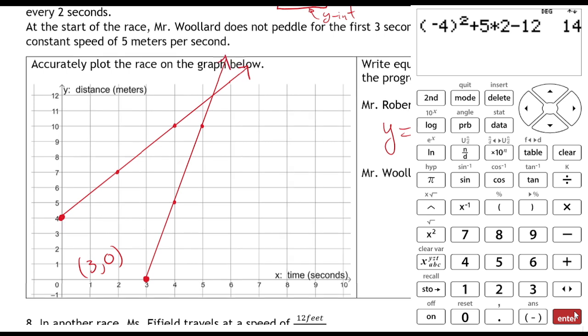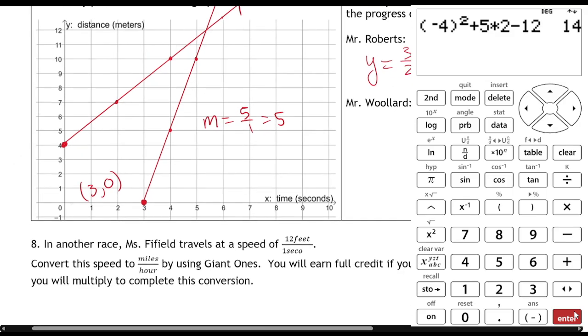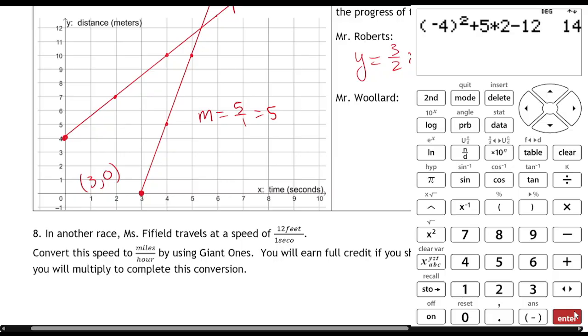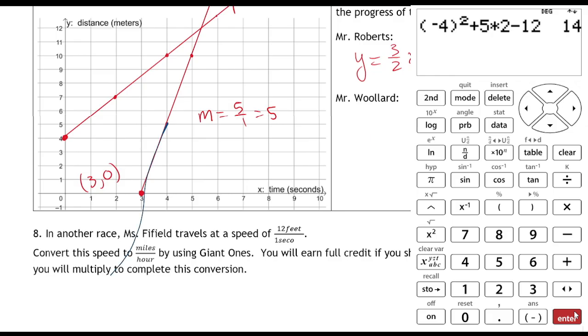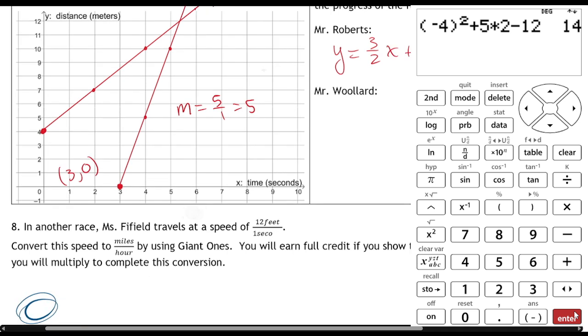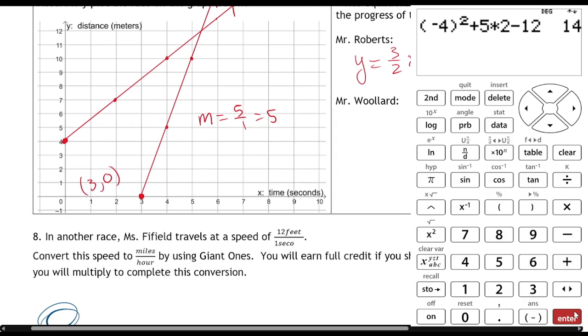Perfect. And that is the line that models Mr. Woolard's race. Now, we know his slope, right? His speed is equal to 5 meters per second. However, we do not know his y-intercept. If we look at this graph, his y-intercept is clearly somewhere way down there. We've got to figure out what his y-intercept is.